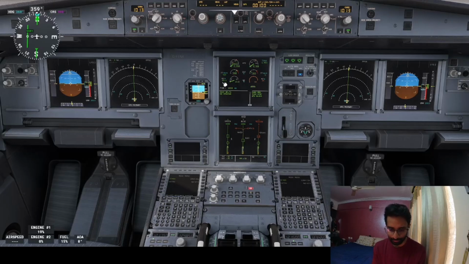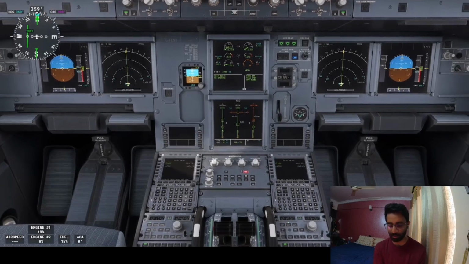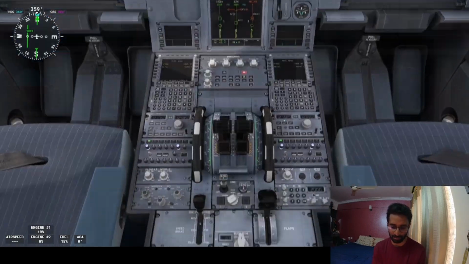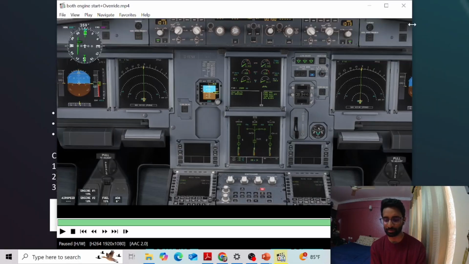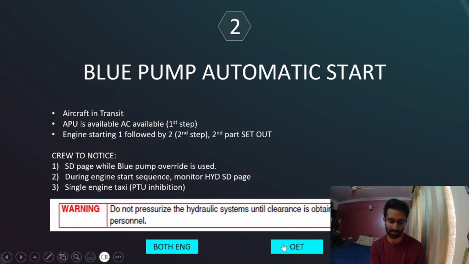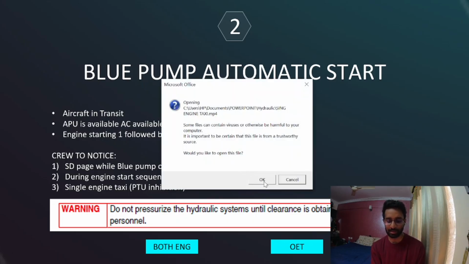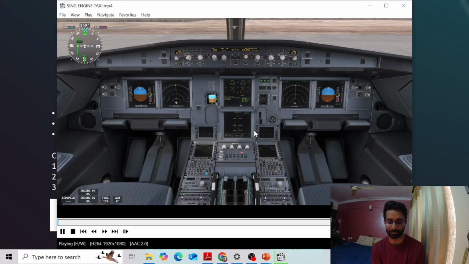Alright, that is the control logic. Once the first engine is started, the blue pump is automatically fully energized. Once two engines are started, we will release the brakes and we will continue taxiing. No more PTU working after the self-test because both are pressurized. Now let's see the single engine taxi. How does it happen?